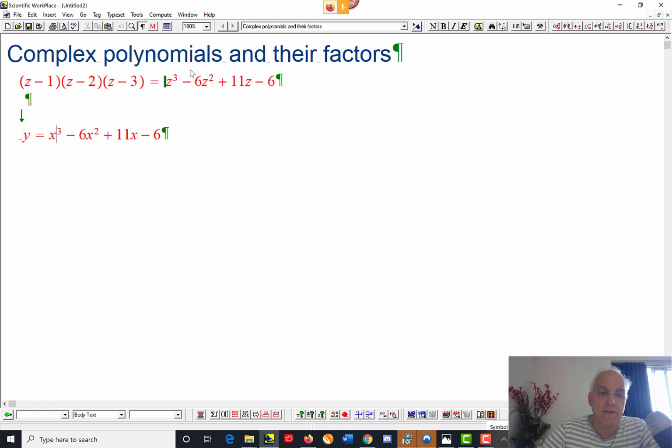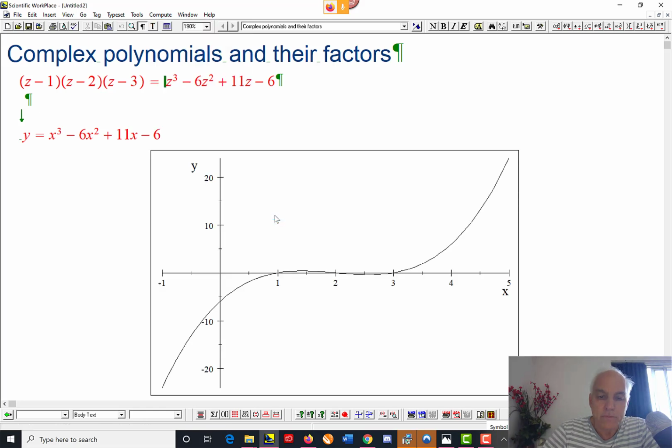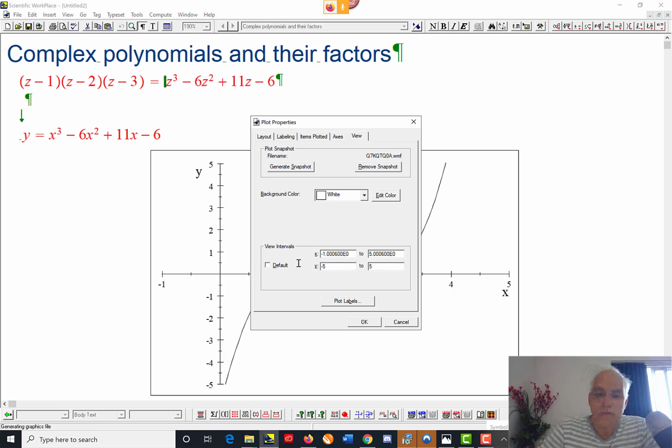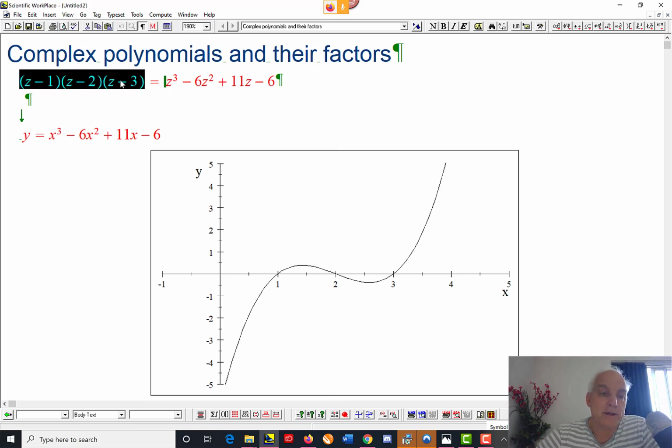We might think about graphing this function. Let's see what happens if we do that. Say plot 2D rectangular. Okay, so maybe it's a little bit clearer if I make the y-axis a little bit less big, minus 5 to 5, let's say. Now it's quite clear that we have these three zeros at the points 1, 2, and 3. And that's no surprise because we started with the polynomial written in factored form.